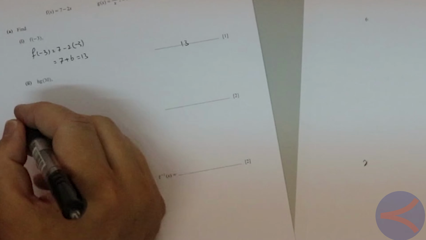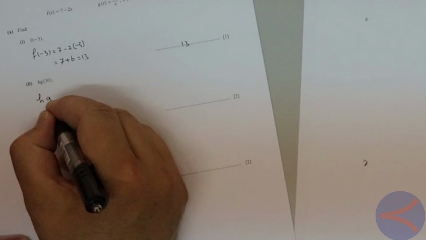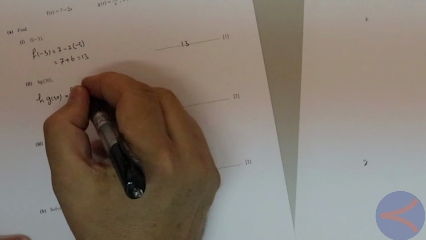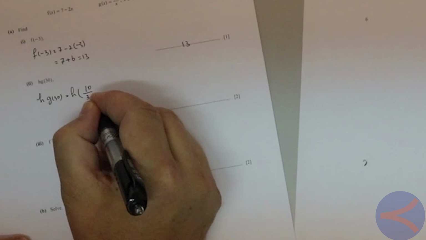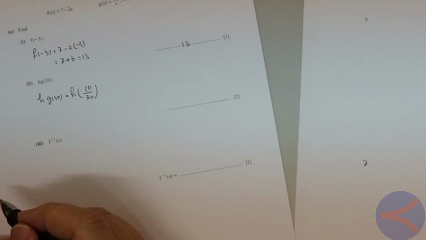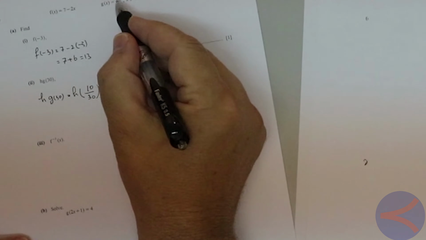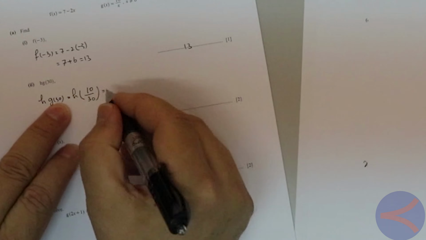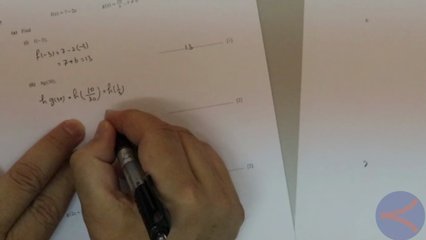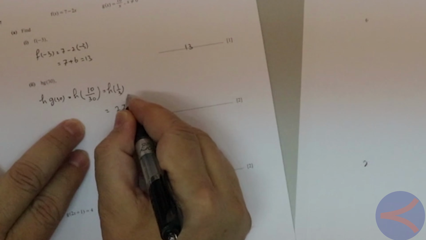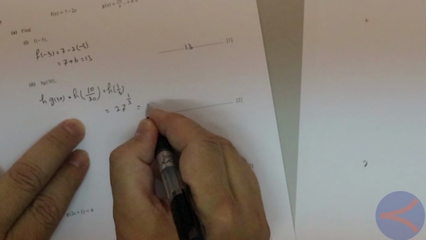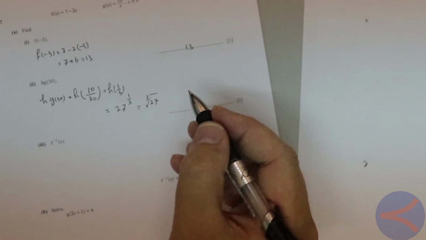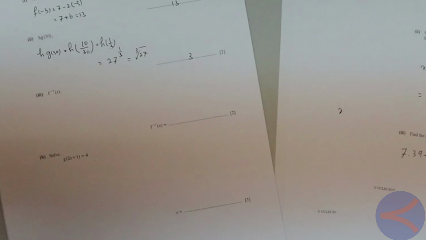Now, h g of 30. First, focus on 30. Therefore, h of g of 30: g is 10 over x, and x is 30, therefore 10 over 30. Therefore we got h of 1 over 3. Now h says 27 to the power of 1 over 3, which is the cube root of 27. You can use your calculator, or perhaps you know it. The answer is 3.